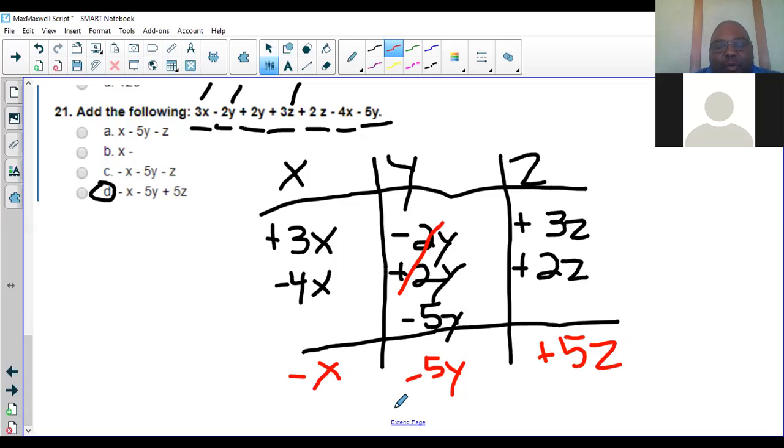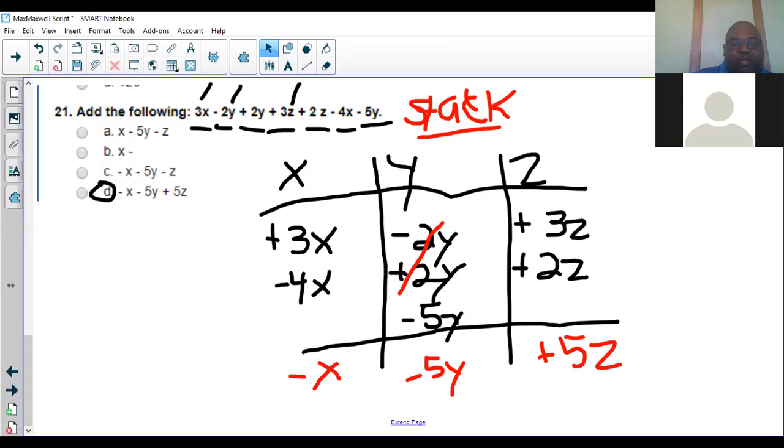So if you can get very good at using this stacking method, it's all I call it, I call it the stack method. You stack them together and you see what falls out. Yeah, this is cool. Okay, let's see the next problem.